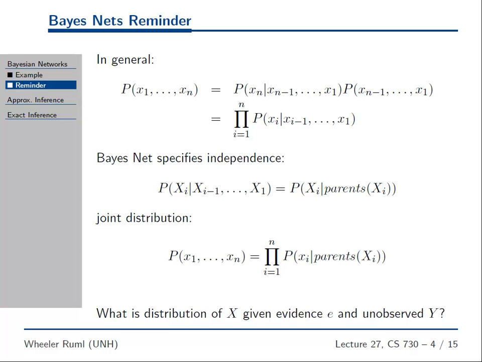Now the canonical query for a Bayes net is, what's the distribution of some variable of interest given that I know the values for some variables and I haven't observed some other variables? These are like the nuisance variables. All right, that's the sort of canonical query. So today we talked a little bit at the end of last class about approximate inference, and we're going to do that, and we're going to do exact inference today.